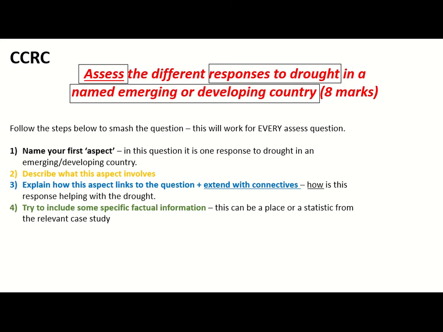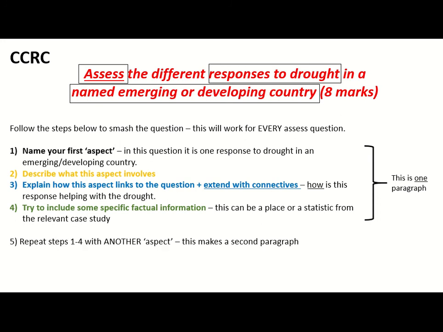Okay, so just like the first one, it's four steps. The first three are the same. The last one is really very similar. It's just this one you have to remember from your revision. You can't just pick it off a graph or a chart or a photo. So that is one paragraph. You would then do that for a second paragraph for a different aspect.